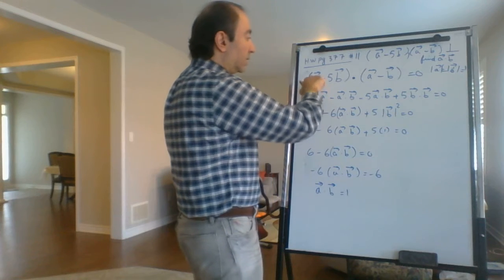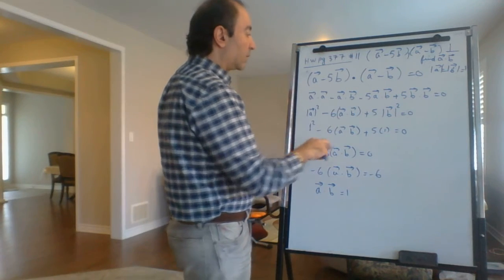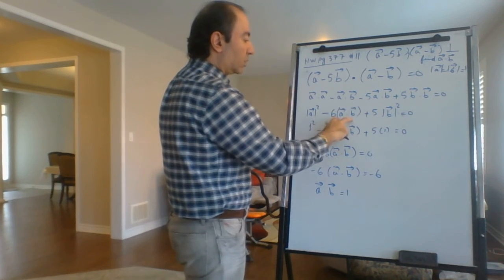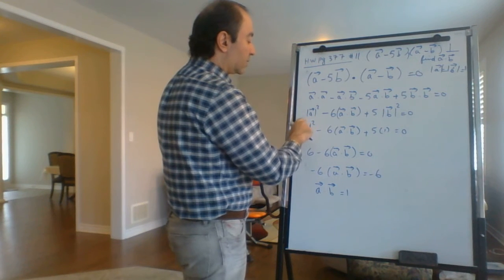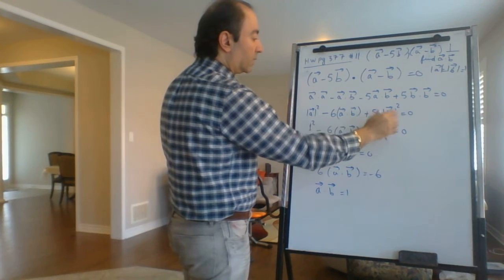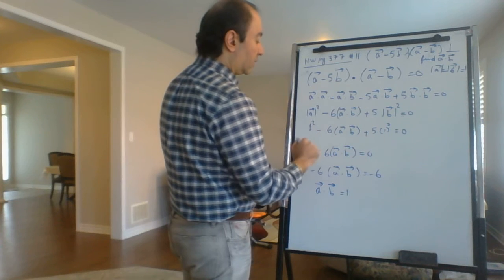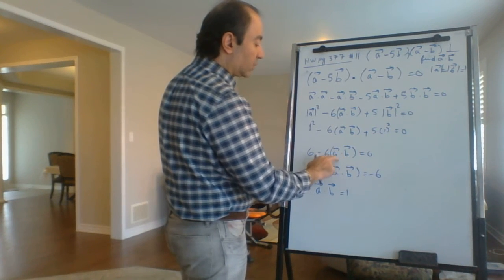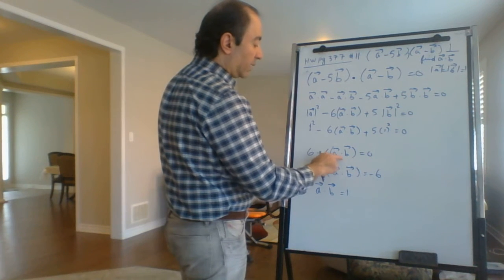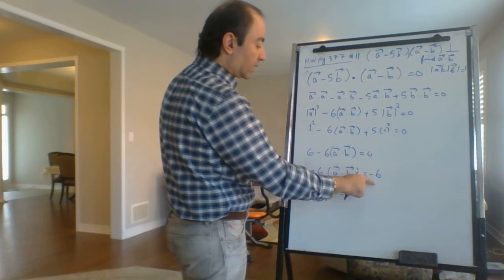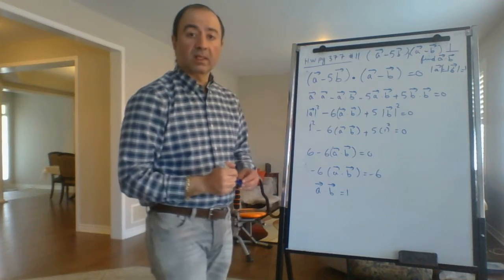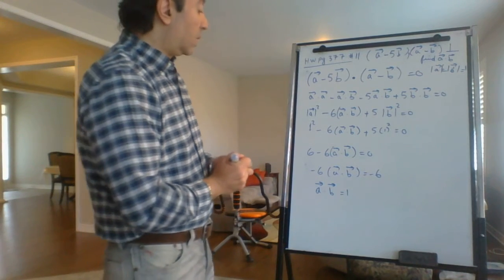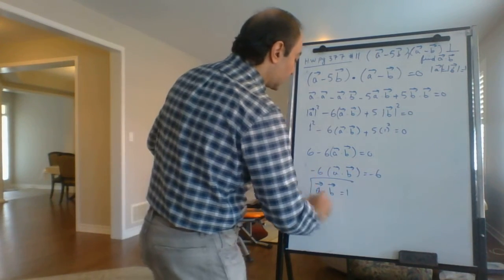Okay, so I distribute using the distributive property. I combine those because they are alike. This is 1 squared, this is 1 squared, which gives us 5. 5 plus 1 is 6. I want A dot B, so I isolated A dot B. I send the 6 over with a negative sign. I divide it by negative 6. I got that. Now, this is the result.